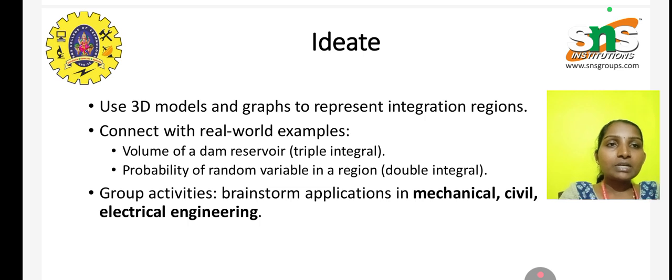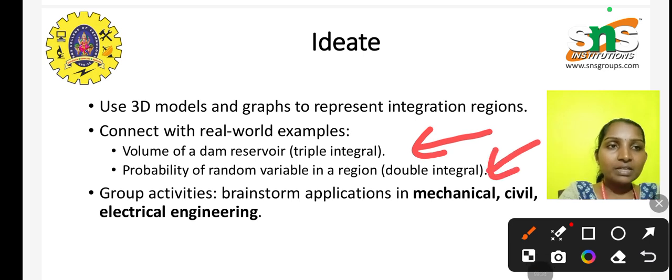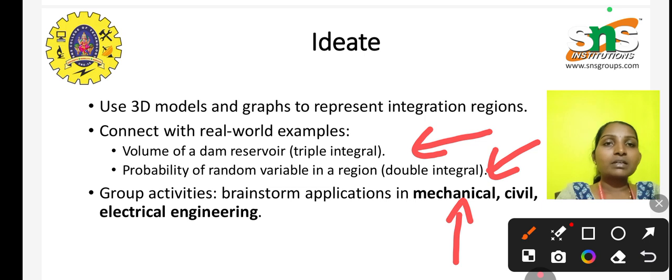Now connect with the real world examples. Example, the volume of a dam reservoir, the probability of a random variable in a region. Here we will be using triple integral, here we will be using double integral. So connecting with real world examples is a major point to be noted in the ideation process. And also what we can do as a group activity is brainstorming applications like mechanical, civil and electrical engineering. We can apply these brainstorming activities using this multiple integrals model. So the main thing to be noted here is the volume of the dam reservoir and the probability of a random variable in a region can be connected with the real world situations wherein the triple integral and the double integral are applied.